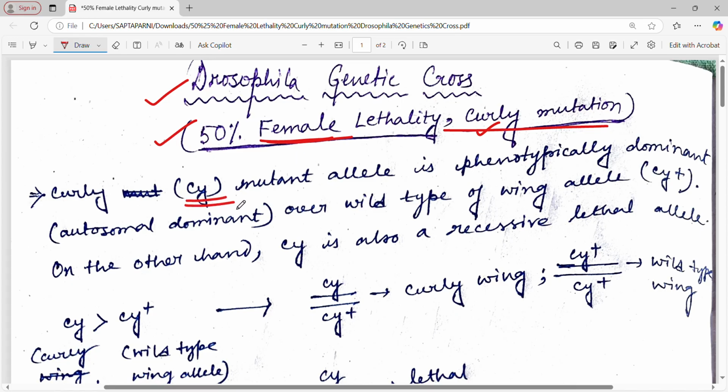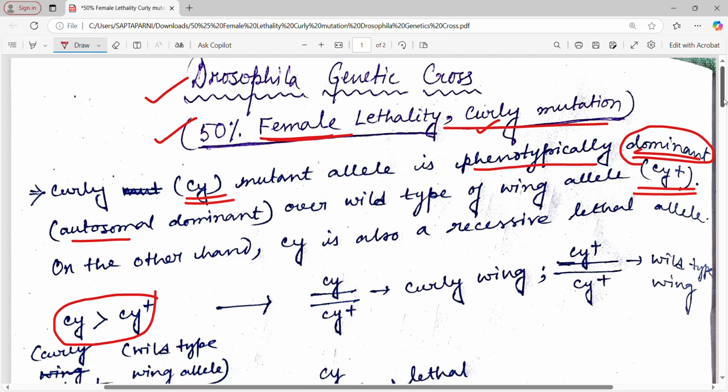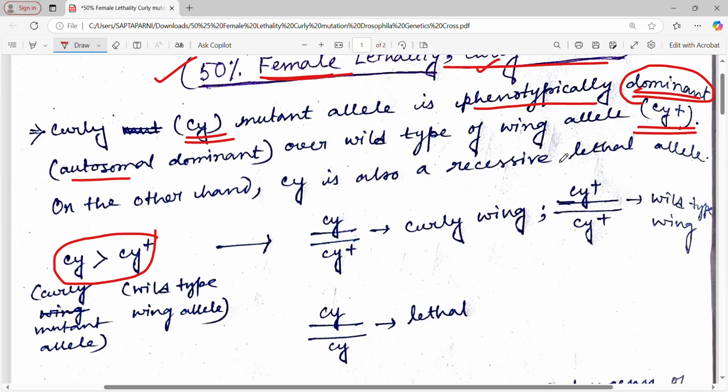But you have to remember that though it is a mutant allele, phenotypically it is dominant over the wild type wing allele, that is denoted as CY plus. So CY is dominant over CY plus phenotypically. And as the alleles are present on the second chromosome of Drosophila, it is known as an autosomal dominant allele. Carli is here an autosomal dominant allele. So obviously, as Carli is an autosomal dominant allele, in homozygous and heterozygous both conditions, it should show Carli phenotype.